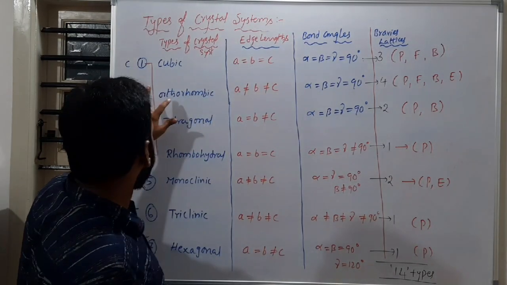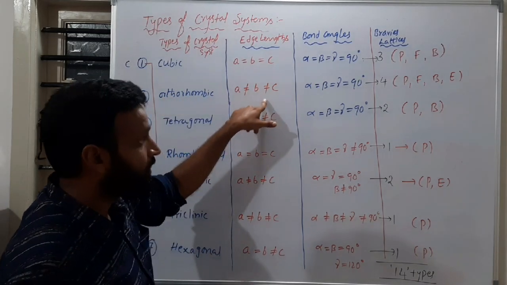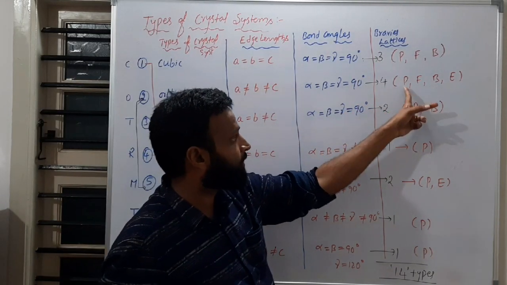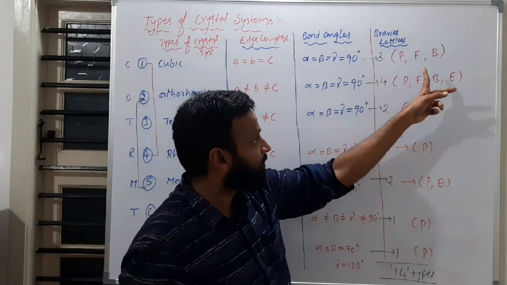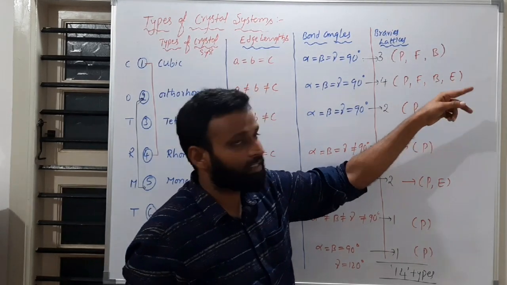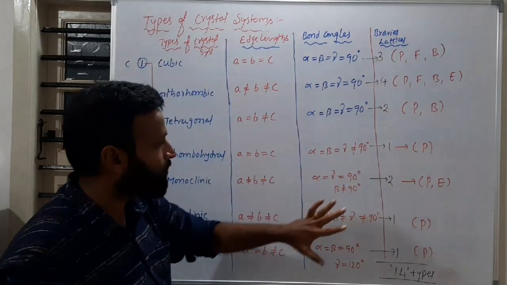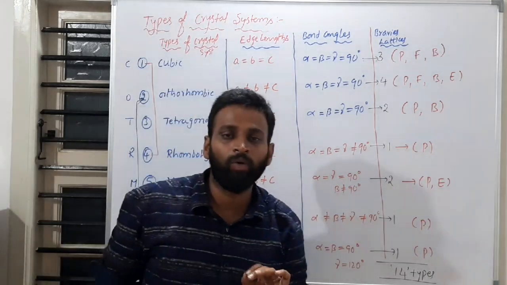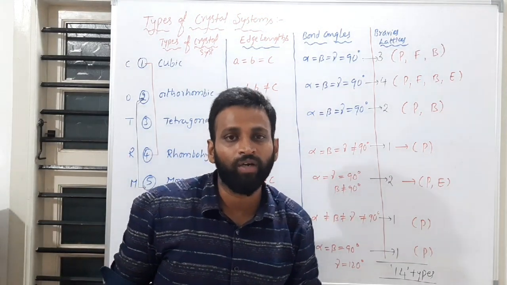Tomorrow, after class, what you will do is, for cubic, draw primitive, face center and body center with the same edge lengths. You draw cubes. And the same with different edge lengths, as I told you. You draw these 4: primitive, face center, body center and end center. For all these you have to draw and send them to our WhatsApp group. That is our work for tomorrow.